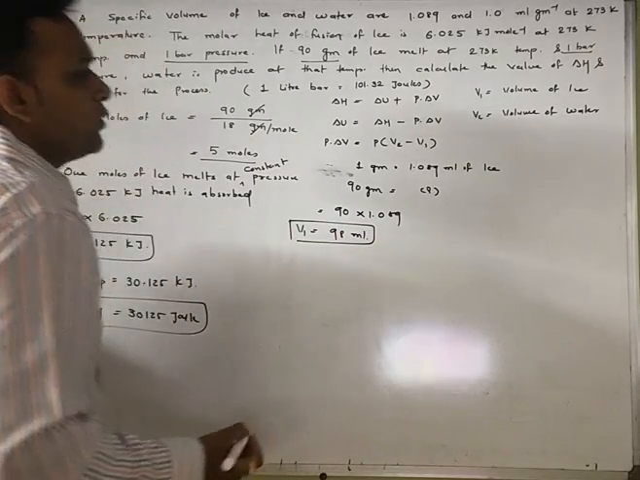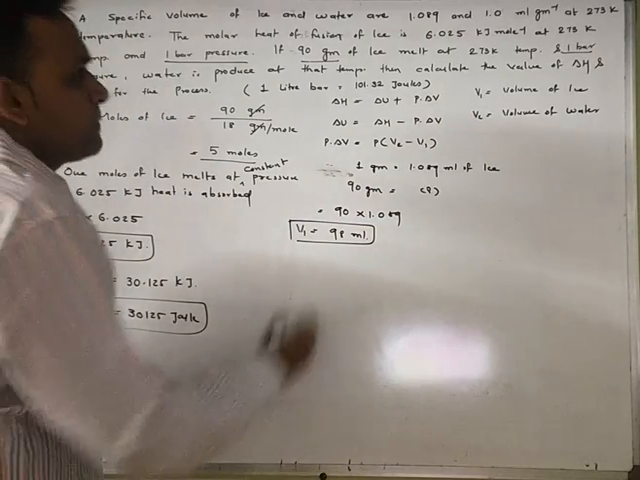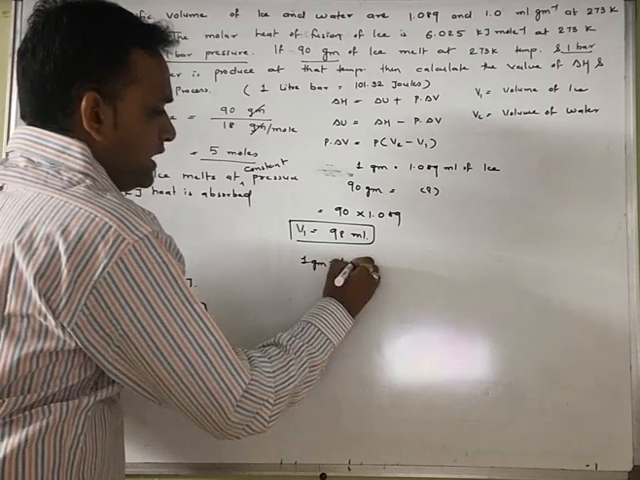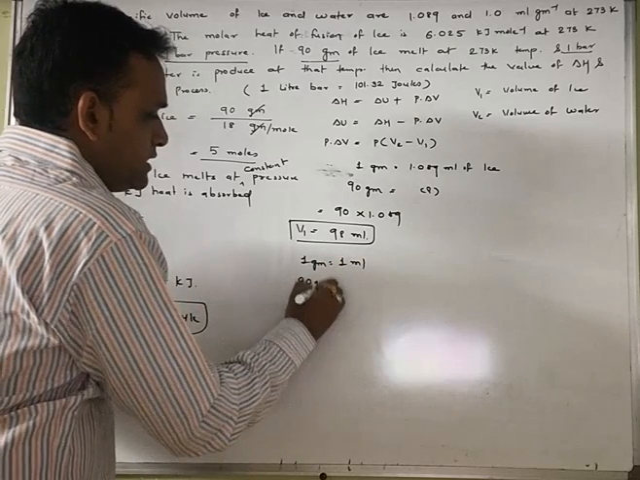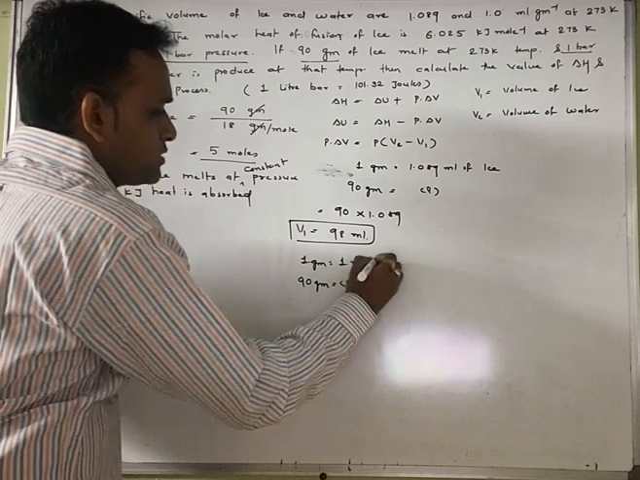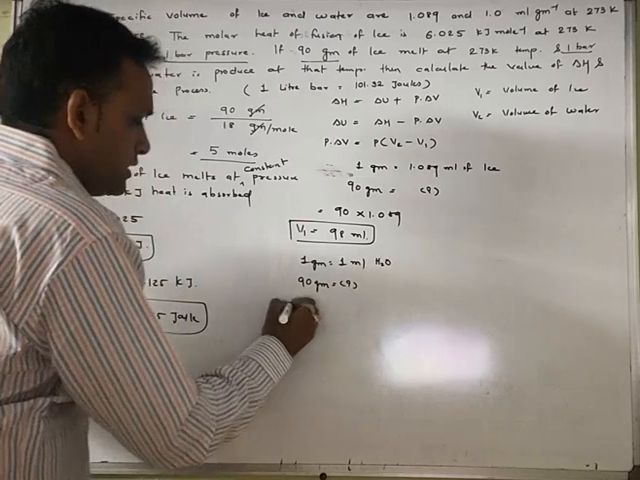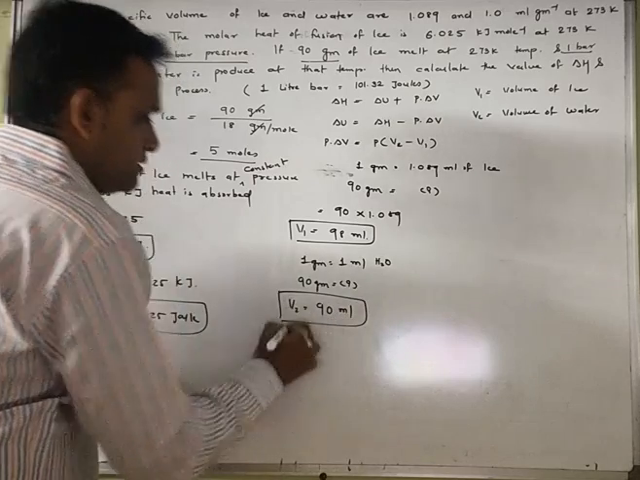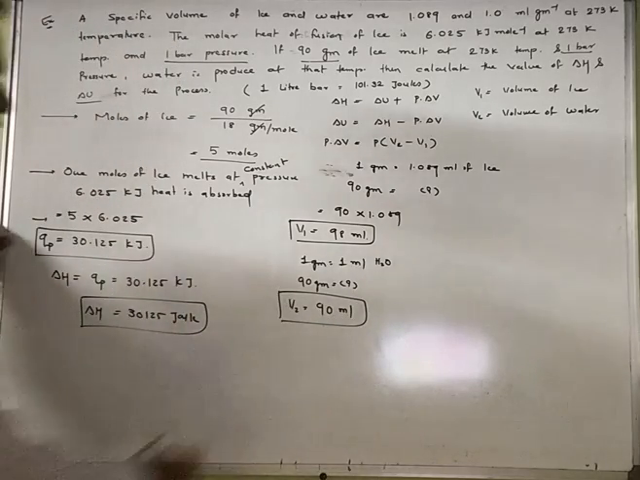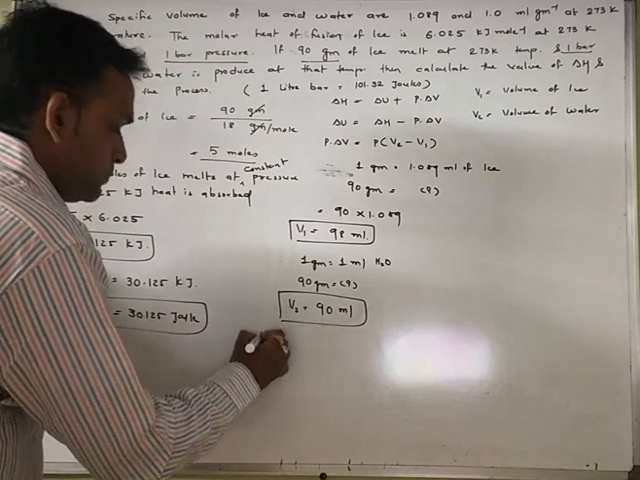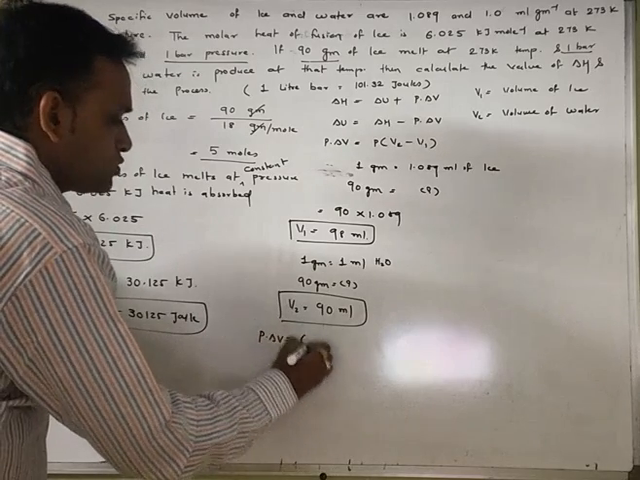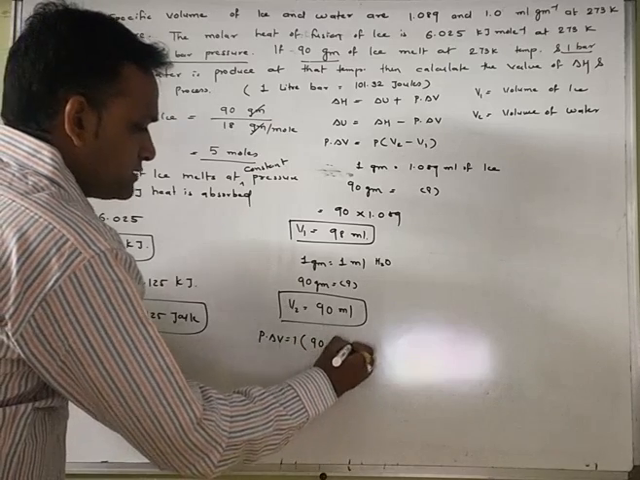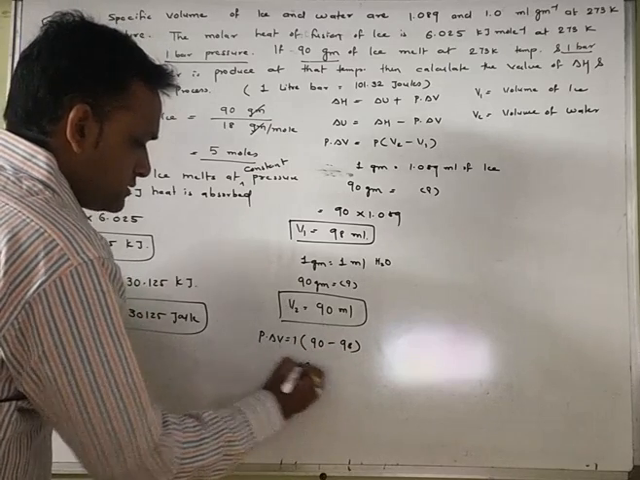Now put V2. For V2 I can say that 1 gram is equal to 1 ml. So 90 gram of water is equal to how much? So here V2 equals 90 ml. Right? Now I can put here P into delta V equals to, what will come here? P is 1. V2 minus V1, so 90 minus 98. So I get minus 8.